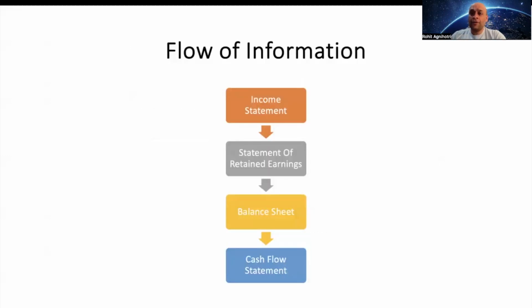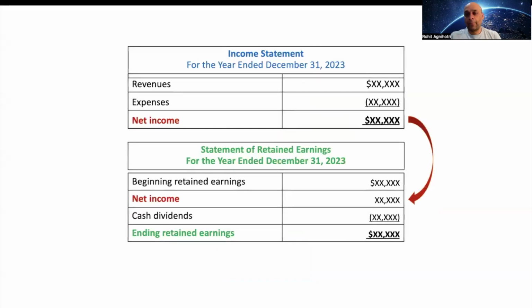The flow of information between these financial statements takes place something like, as you see on the slide. The information from the income statement is going to flow to the statement of retained earnings, and from the statement of retained earnings, it's going to flow to the balance sheet. And towards the end, you are going to compare the statement of cash flows with the balance sheet. So basically what you will do is compare the cash balances from the cash flow statement and your balance sheet.